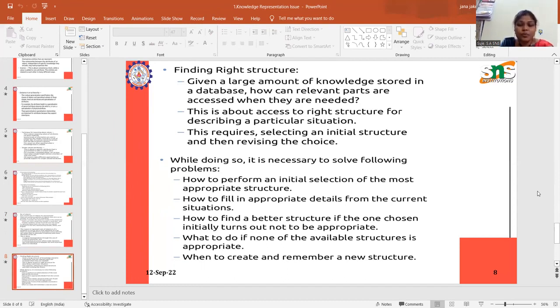How to perform an initial selection of the most appropriate structure, how to fill in appropriate detail from the current situation, how to find a better structure if the one chosen initially turns out not to be appropriate, what to do if none of the available structures is appropriate, and when to create a new structure.